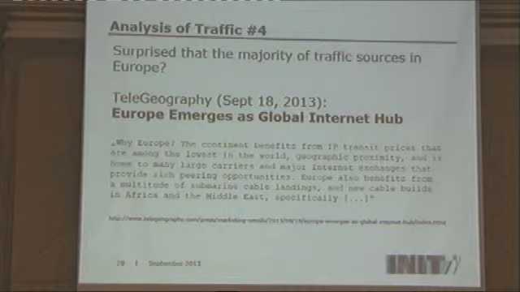Why Europe, the continent, benefits from IP transit prices that are among the lowest in the world, geographic proximity, and is home to many large carriers and major internet exchanges that provide rich peering opportunities. Europe also benefits from a multitude of submarine cable landings, new cable builds in Africa and the Middle East, etc., etc. So that's why Europe becomes a global internet hub. And a lot of traffic is sourcing from Europe to your country.